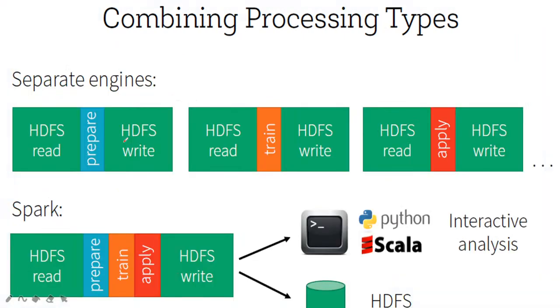And here we have totally two types of combining process: one is a separate engine, and another one is Spark. A separate engine is nothing but when you are using it without Spark, what will you do? Then if you are using Spark, what will you do?